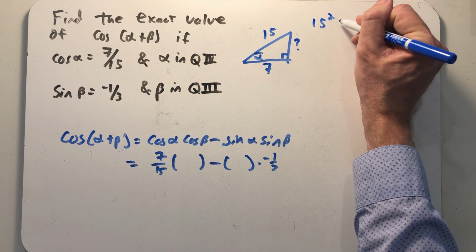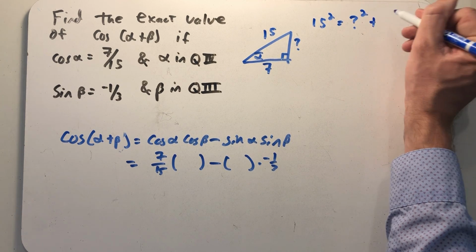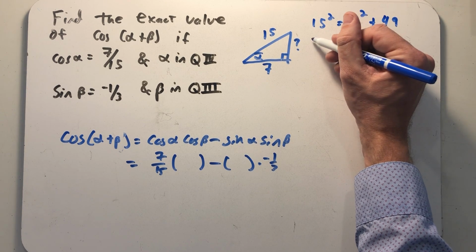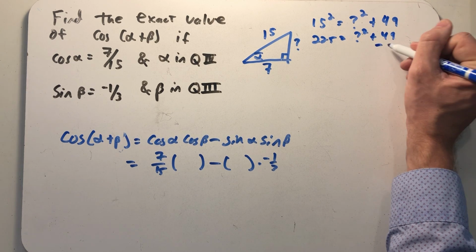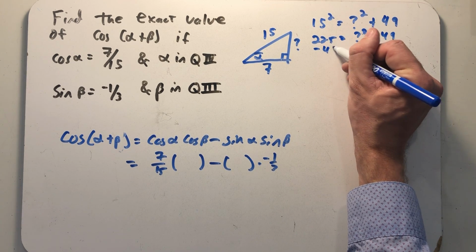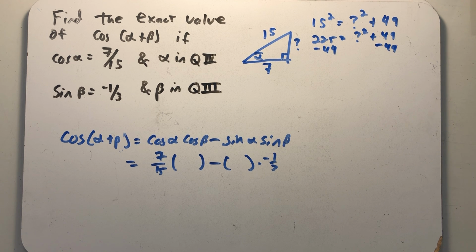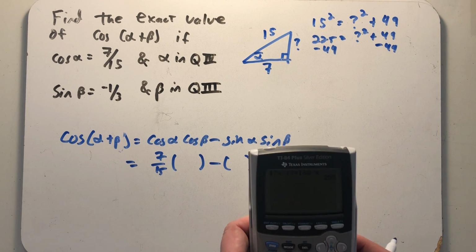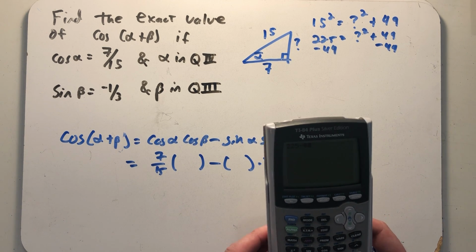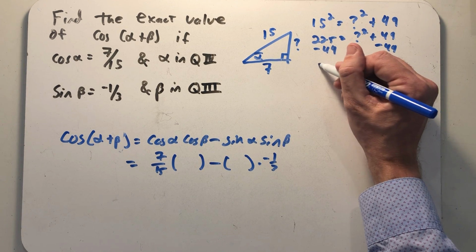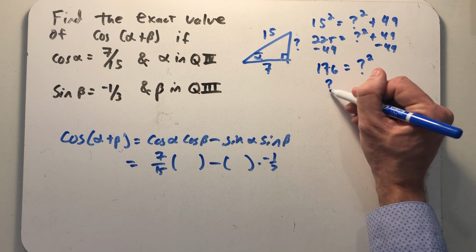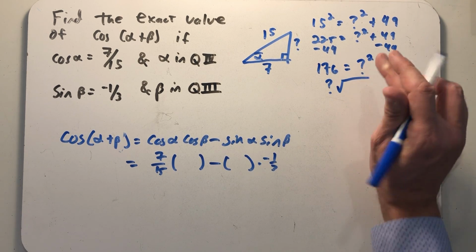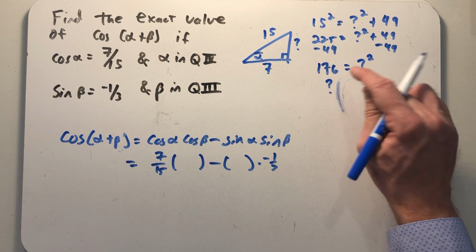So I have 15 squared is equal to the missing side squared plus 49. All right, let's see, that's 225 is equal to question mark squared plus 49. Take 49 away from both sides. All right, so I need to subtract 49 from 225. And you know, if I was less distracted today, I think I could do that in my head. But 225 minus 49 is about 176, except for the about. It's exactly 176. So the missing side is the square root of 176.